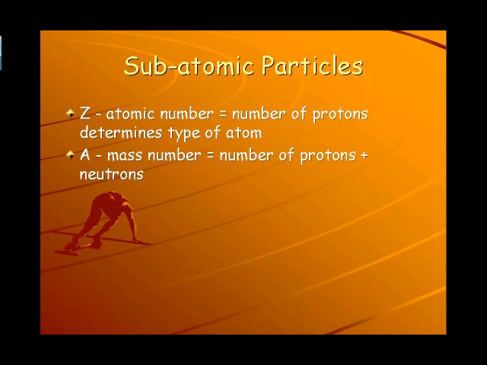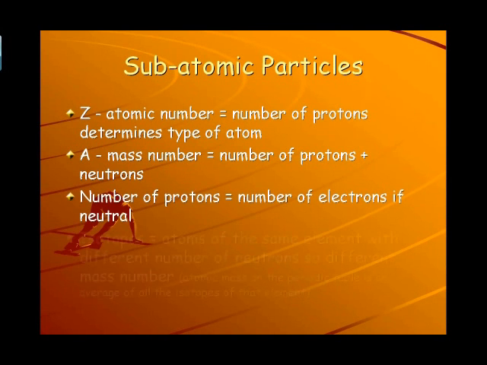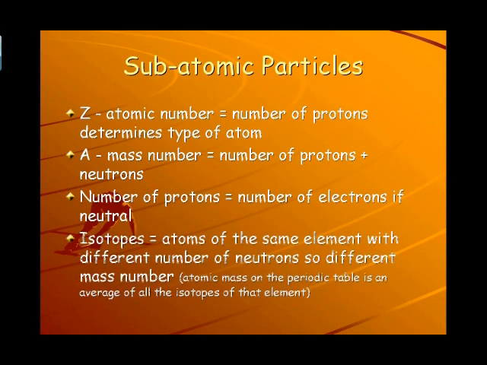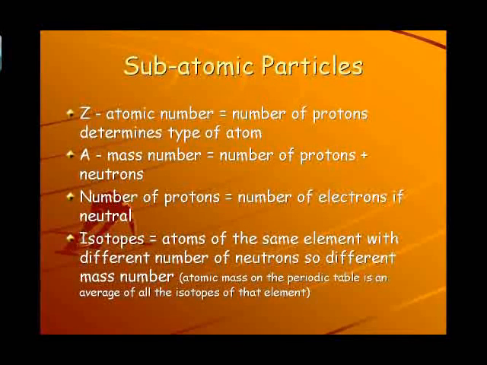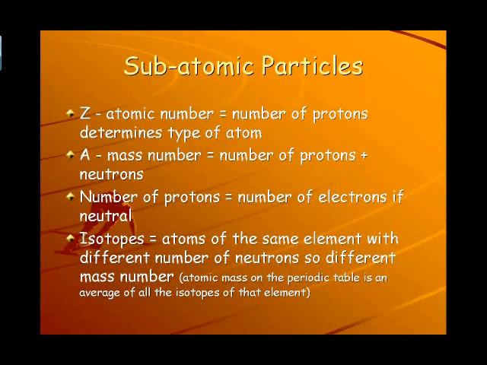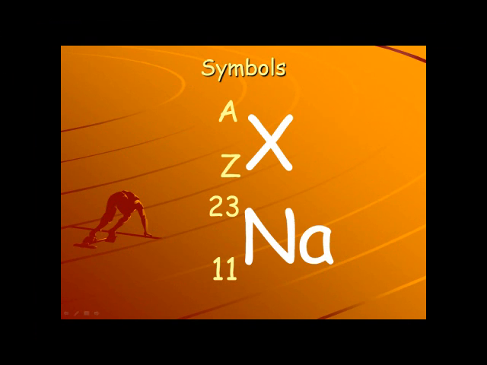Now, certain elements will have atoms within their sample that have a different mass number because they've got either more or fewer neutrons. These particular atoms are called isotopes. Isotopes are atoms of the same element with a different number of neutrons, so they have a different mass number. They will still have the same atomic number, and if they're neutral, the number of protons that they contain will equal the number of electrons. And again, this is if the particular element is neutral.